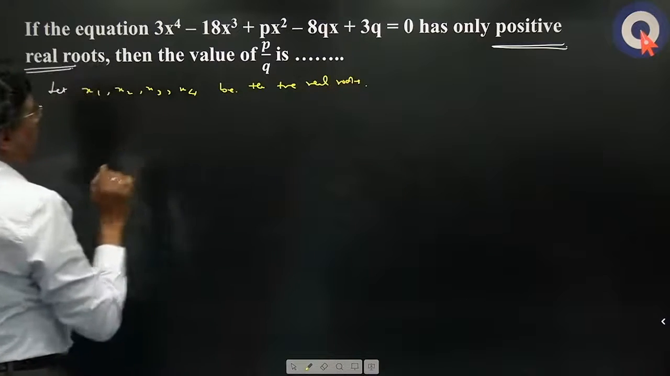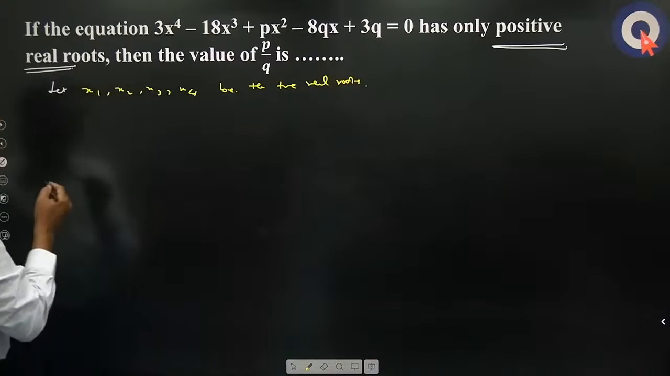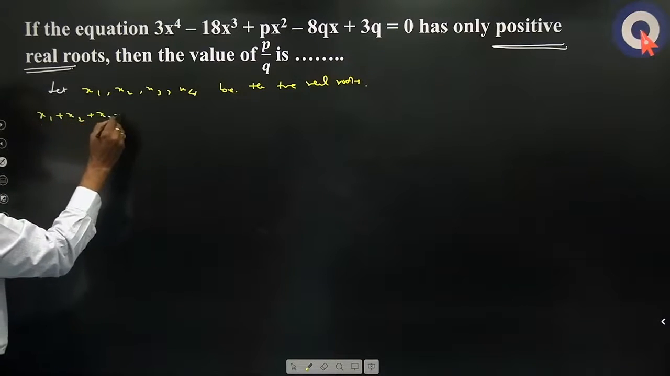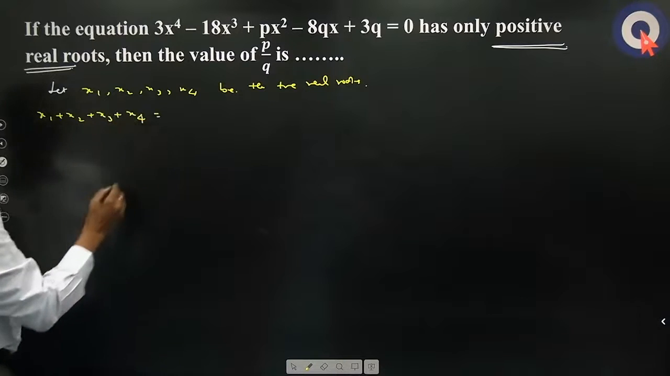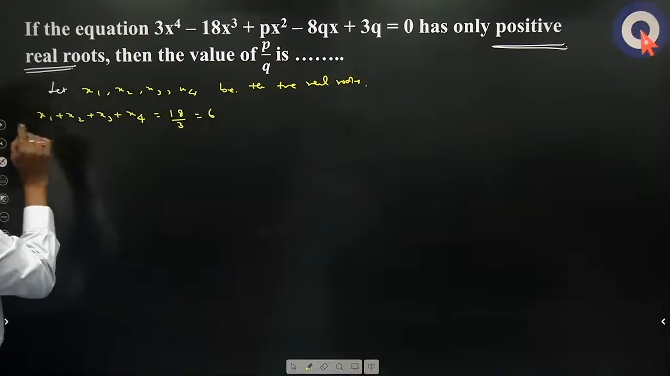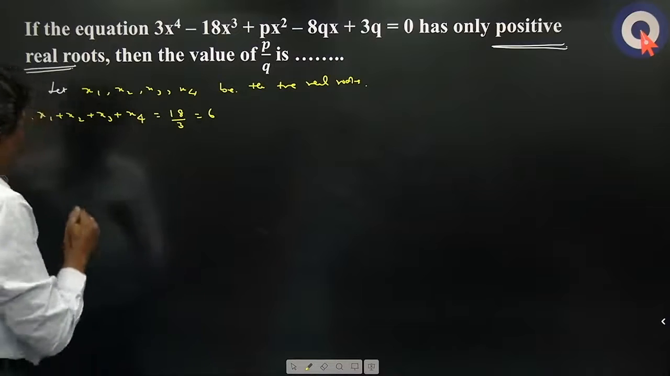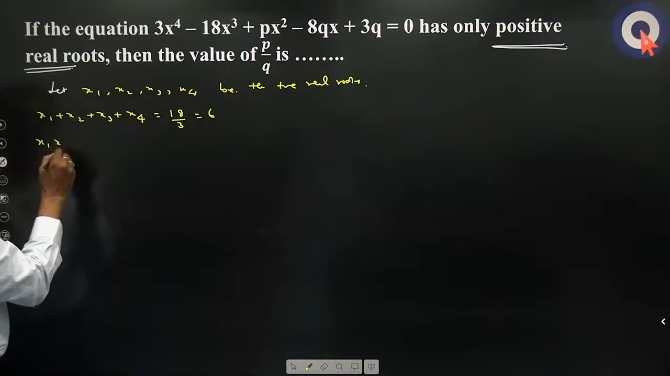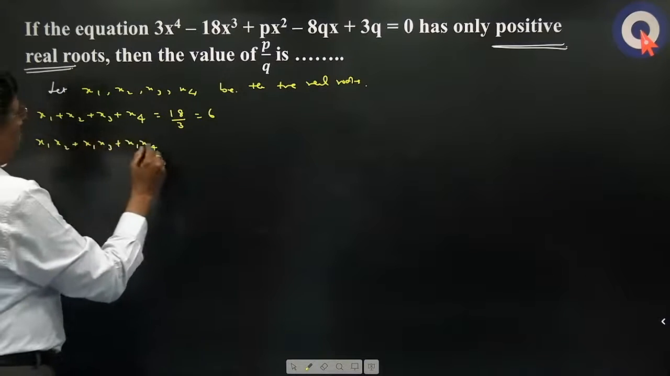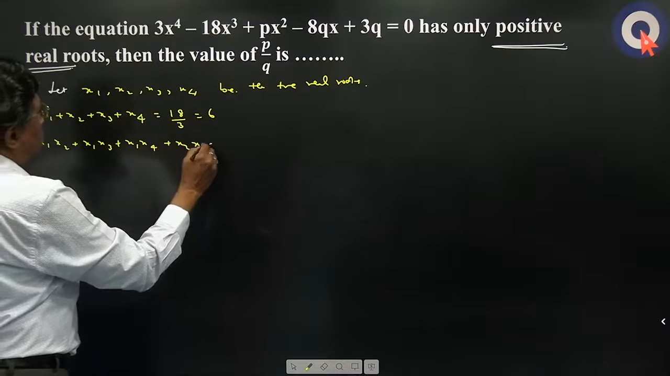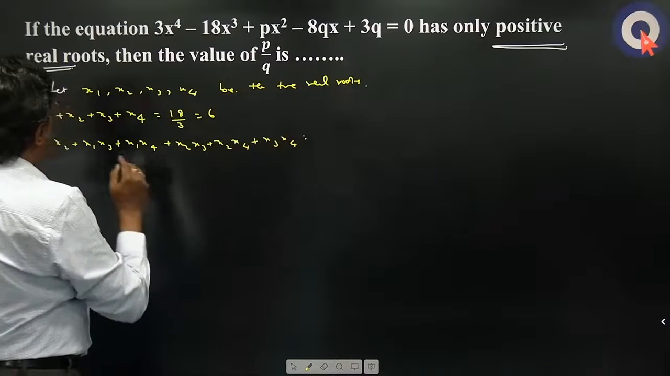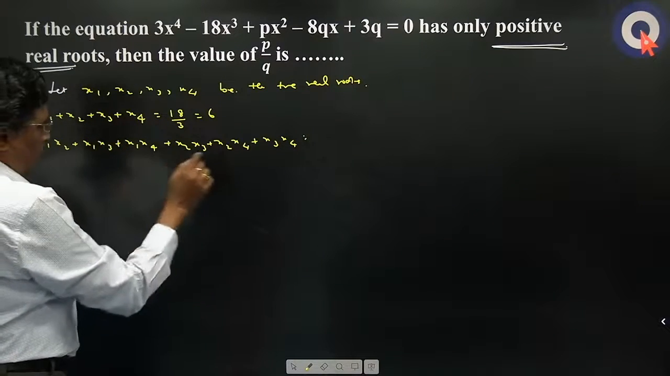All right. So by Vieta's theorem, first we will write down the sums taken 2 at a time, all that. So x1 plus x2 plus x3 plus x4 is equal to 18 by 3, which is 6. And the sum of the products taken 2 at a time will be x1 x2 plus x1 x3 plus x1 x4 plus x2 x3 plus x2 x4 plus x3 x4. How many terms do I get? 4C2 terms. Yeah, 6 terms, right?